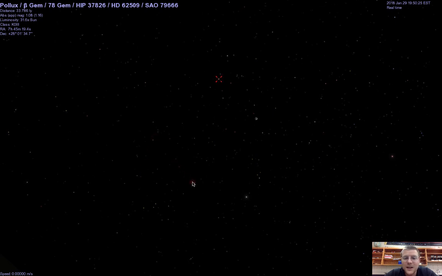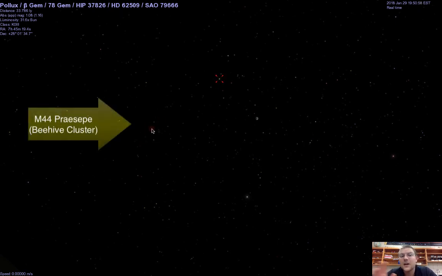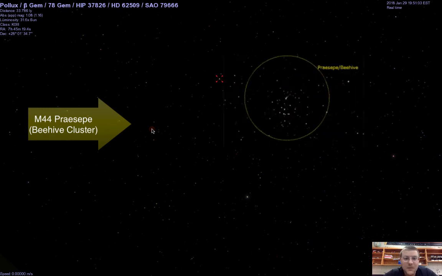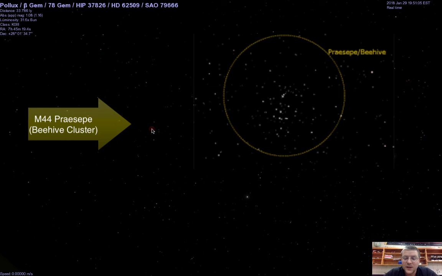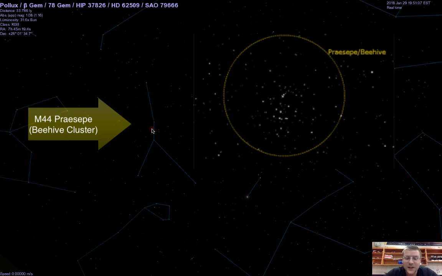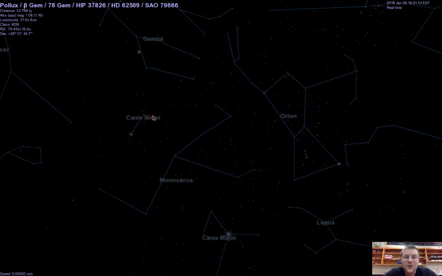But one of the nice things that Cancer the Crab has in it is a fuzzy dot right here, M44, the Beehive Cluster. It's a cluster of about 100 stars here that when you look at it through a telescope looks like a hive of buzzing bees. So in Cancer the Crab, all I need you to know in that shape is the Beehive Cluster, kind of in the heart of Cancer. And that is what I want you to know for the winter sky.